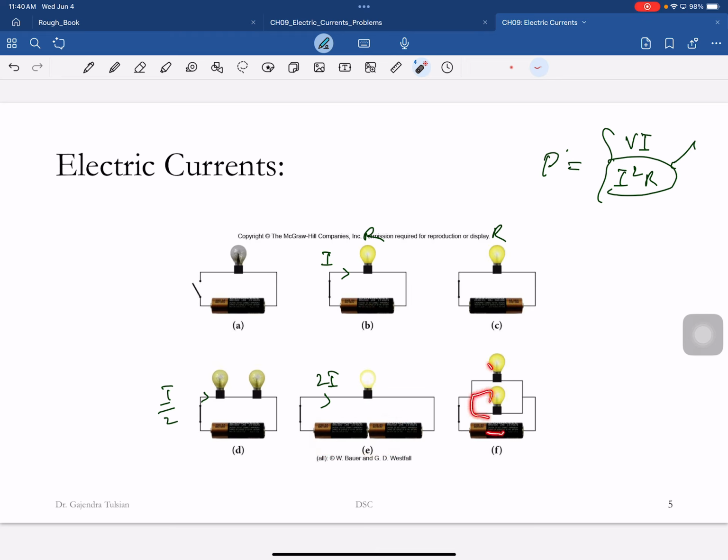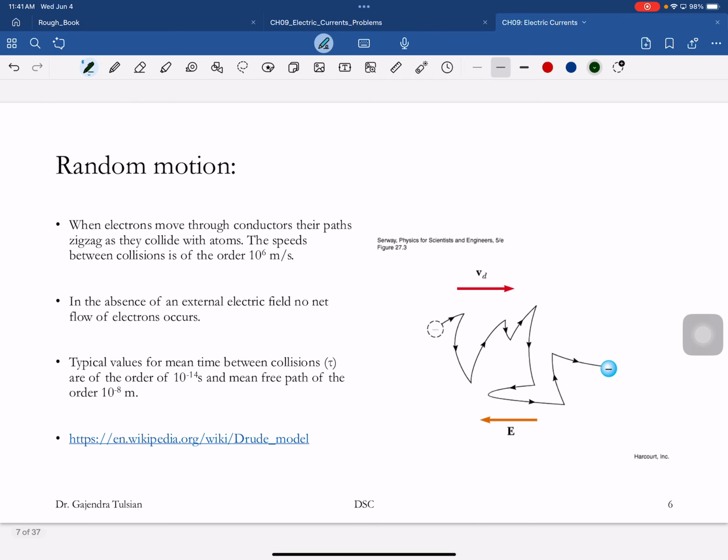Here they're connected in parallel, the current is the same, these are glowing as bright as that. Anyway.